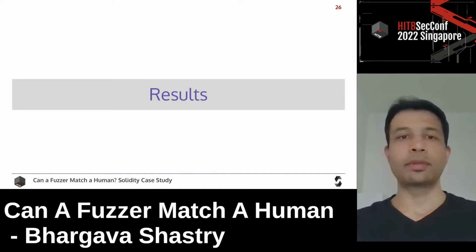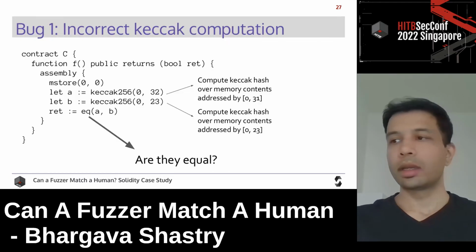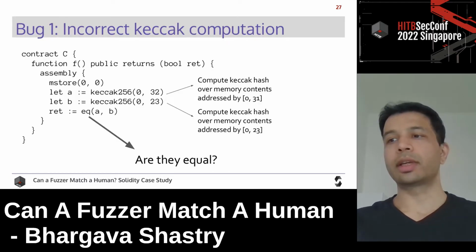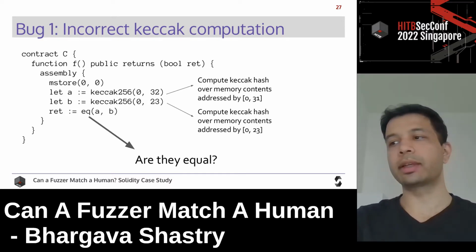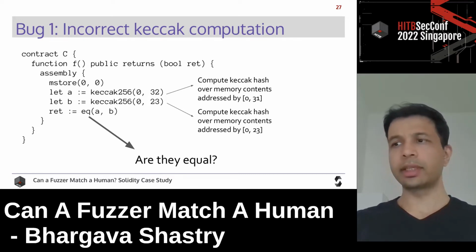Now I summarize what we've achieved in this project so far. So let me begin with a couple of example interesting bugs. Bug 1 has to do with incorrect keccak computation. What you see on this slide deck is a simple smart contract that contains a single function called f. The function returns a Boolean value called ret. It contains only assembly code.